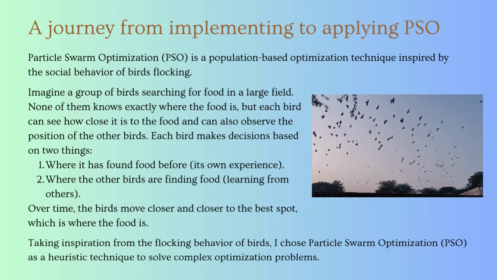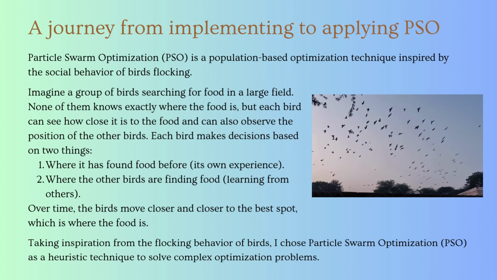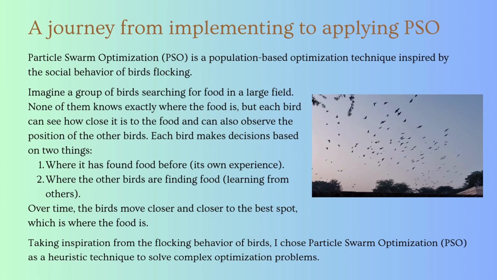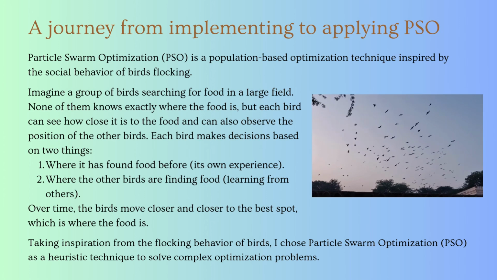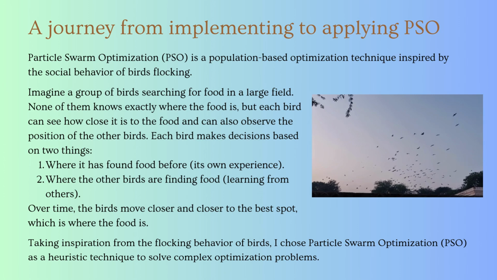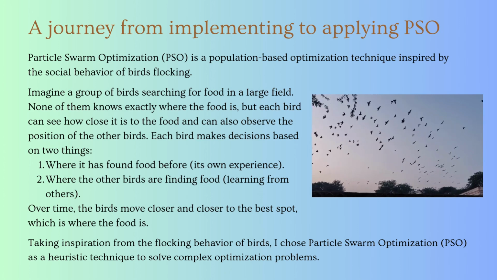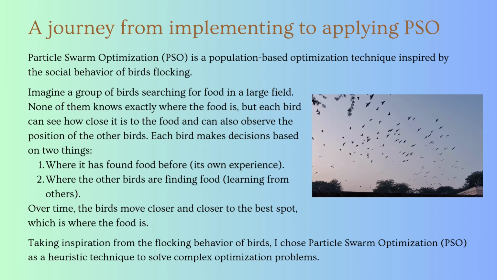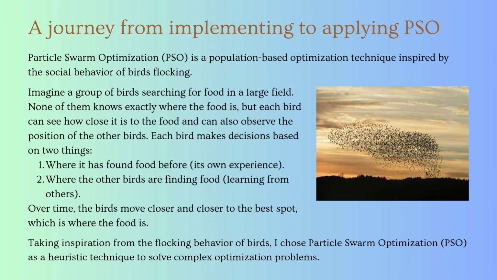Particle swarm optimization (PSO) is a nature inspired algorithm. PSO is a population based optimization technique which is inspired by the social behavior of birds flocking. Let us take an example of how the mechanics of PSO work and how they are inspired by the behavior of birds. Imagine a flock of birds flying over a large field, all searching for food. None of them knows where the food is, but they can see how close they are to it and also keep an eye on where other birds are finding food.